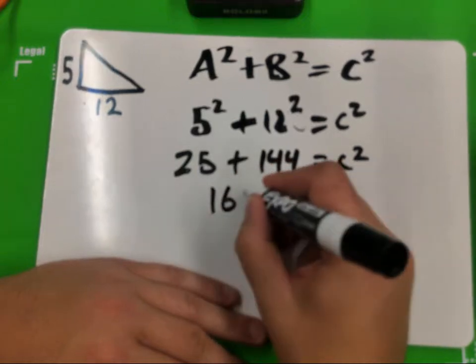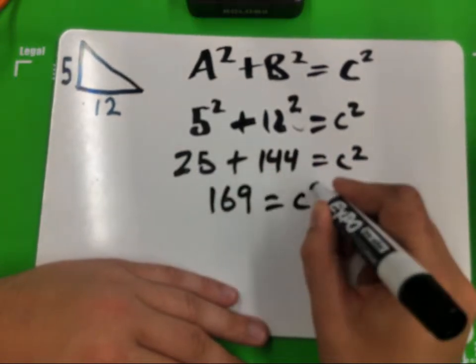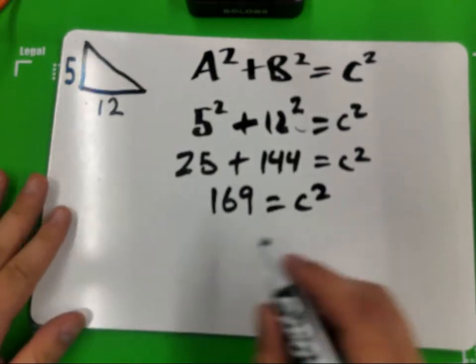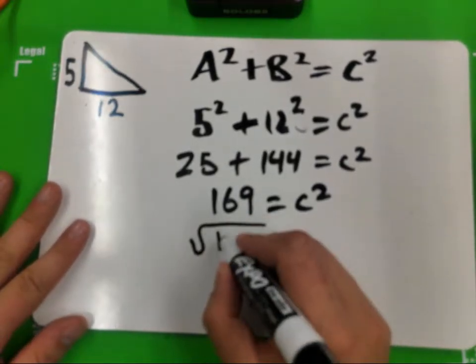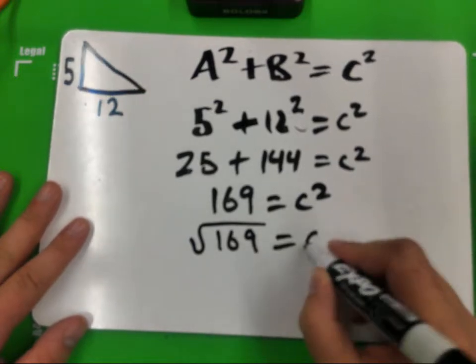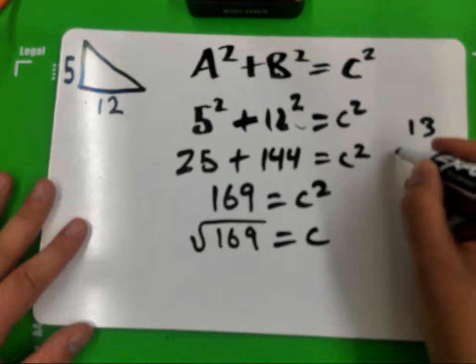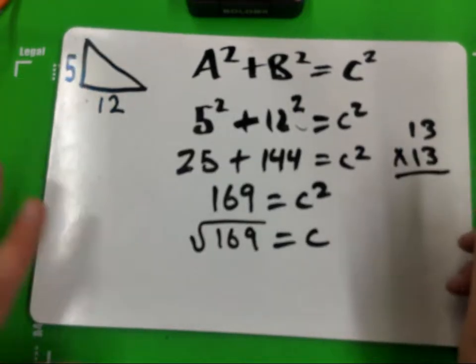So 169 equals C squared. Again, guys, the answer is not 169. So we need to figure out what the square root of 169 is, because the square root of 169 is going to equal C. So we know that 13 times 13, because this is another one that we've been working on in class.